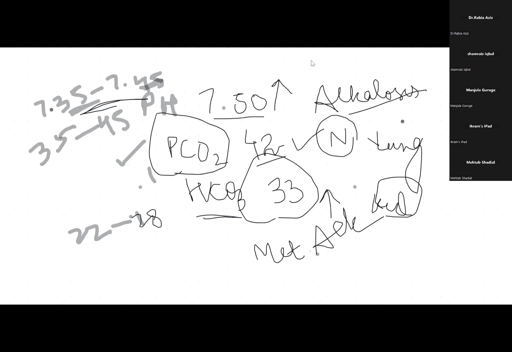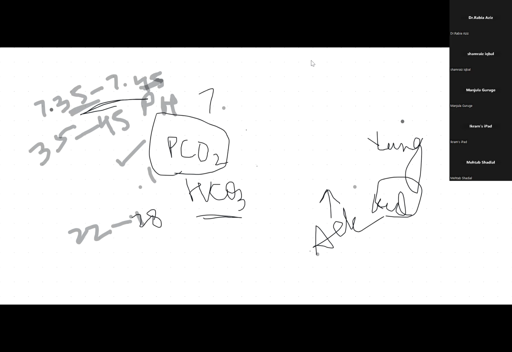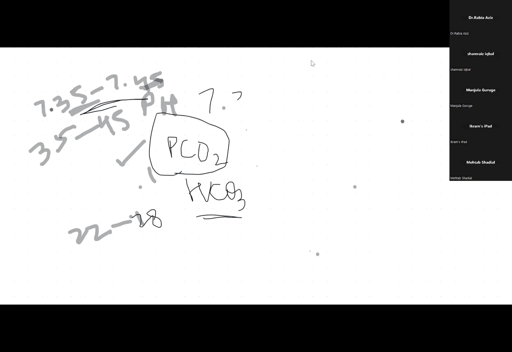Just change the values. Okay, the third example is: pH is 7.31. Carbon dioxide is 39. And bicarb is 17.